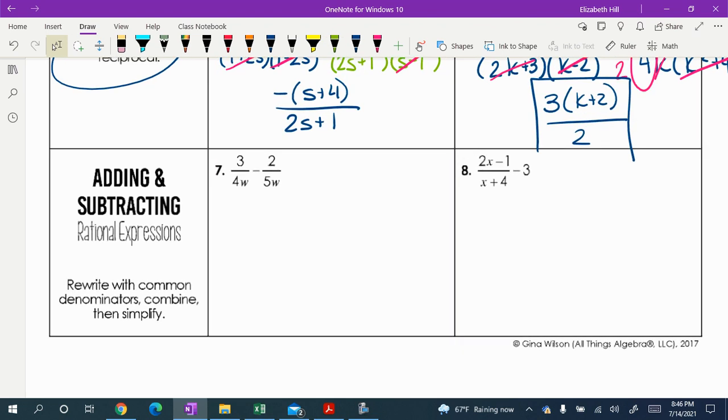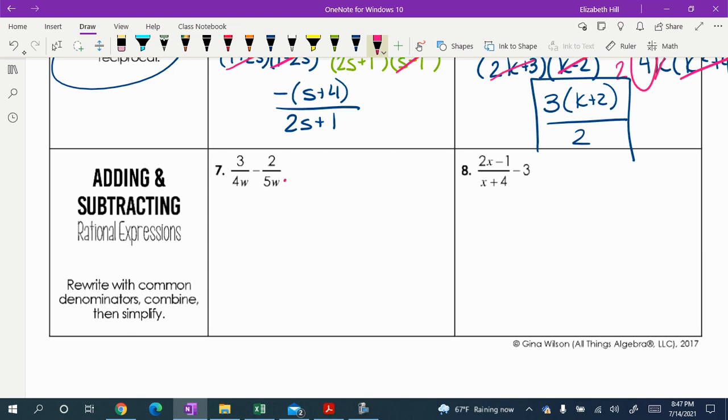So now here I've got 3 divided by 4w minus 2 divided by 5w. All right, so not common denominators, but when I look at the factors in the denominator, I have 4 times w, I have 5 times w. Notice they both have a w, so I really don't have to worry about that because that is the same thing. Now I just have to work with the 4 and the 5, and 4 times 5 is essentially 20.